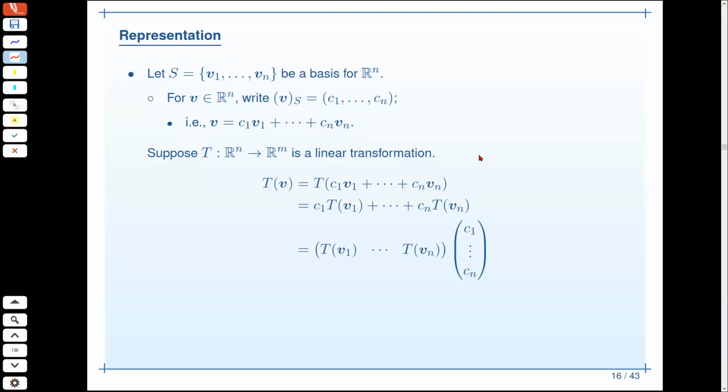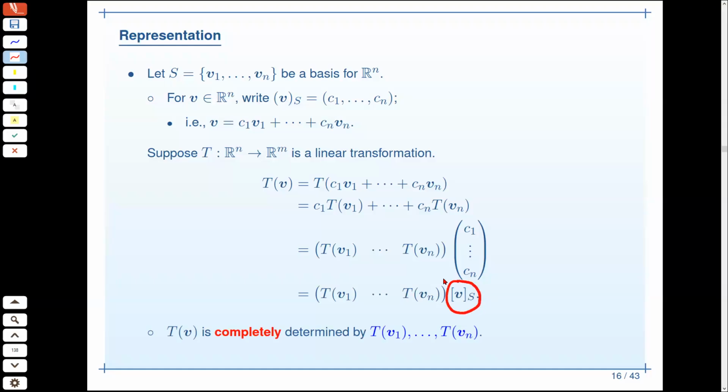So we can write it as a matrix whose columns are TV1 until TVn, and then multiply with C1, C2, Cn. This one is the coordinate vector in column form, the coordinate vector of V relative to S. And this is just a matrix, right? Just a matrix multiplied with the coordinate vector of V. So in any case, if V is given, this matrix is given, so TV is also completely determined by this matrix.